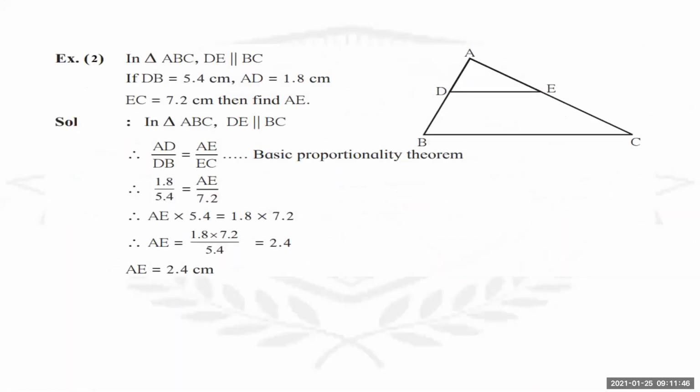See here. In triangle ABC, DE parallel to BC. If DB equals 5.4.